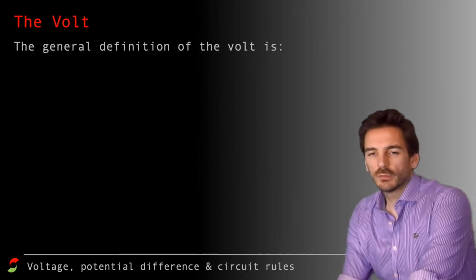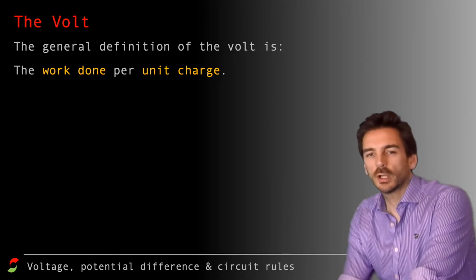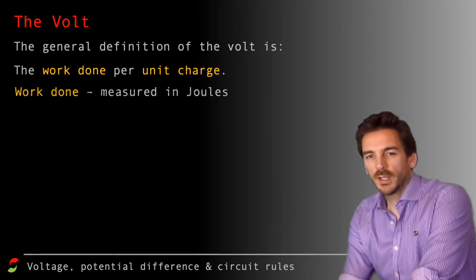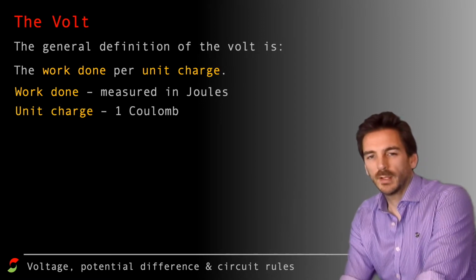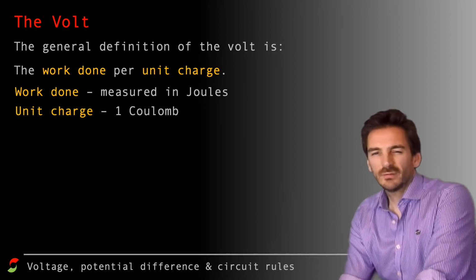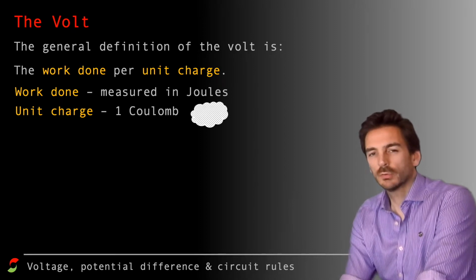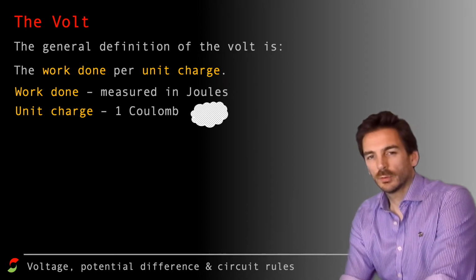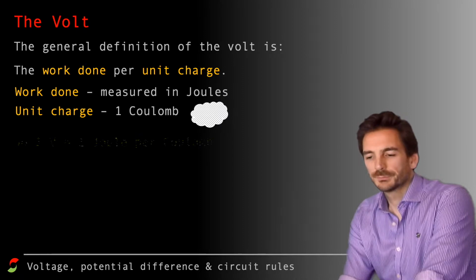So looking at the volt, this is a general definition. A volt is work done per unit charge. To remind you, work is measured in joules and it's about energy, and unit charge is a fancy way of saying 1 coulomb. I want you to visualise 1 coulomb as a cloud containing 6.25 times 10 to the 18 electrons, or a fixed number of electrons.